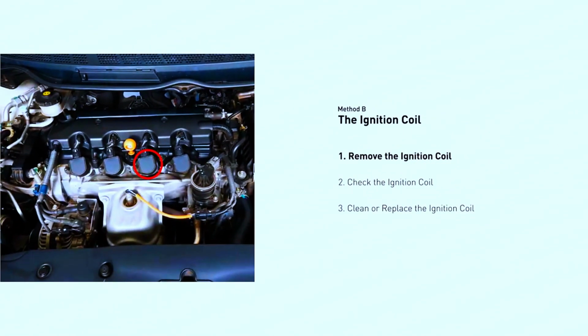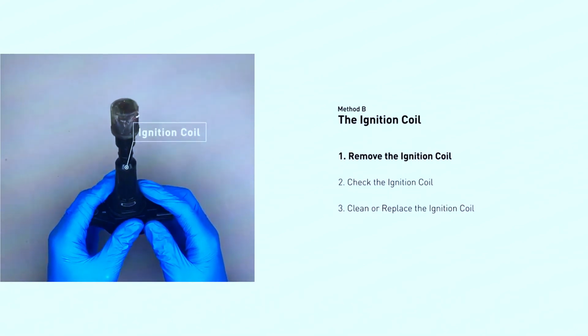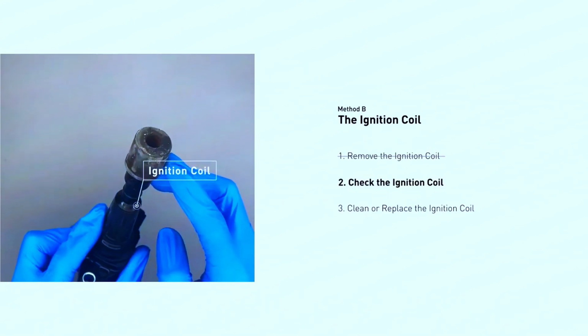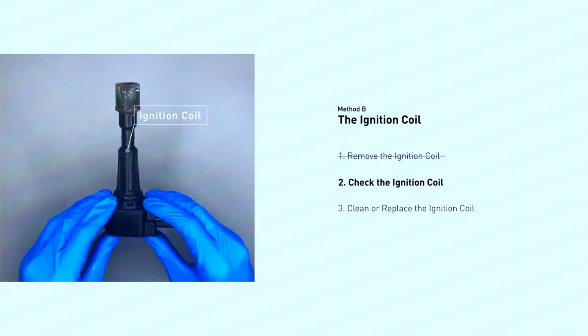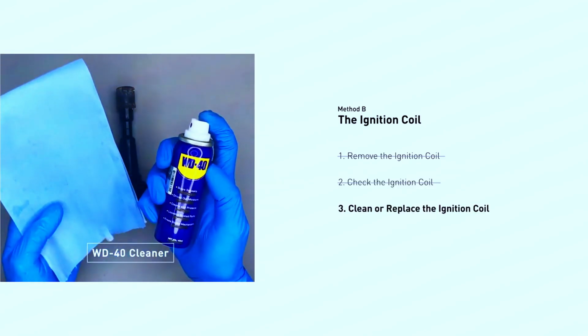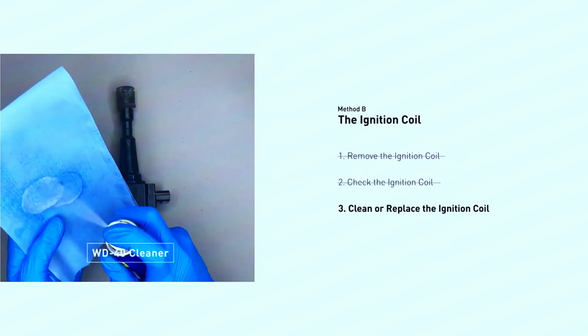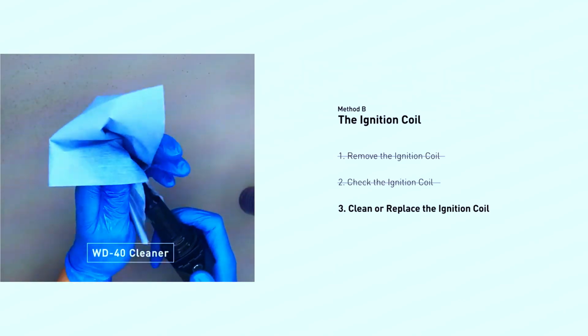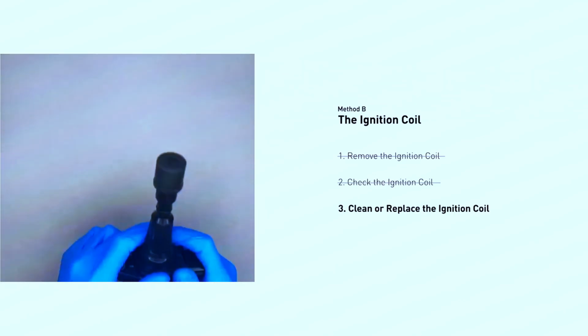Some coils are easy to swap between cylinders. If possible, switch the coil from cylinder 5 to another one. If the misfire code jumps to the new cylinder, the coil is likely bad. Warning: some coils require specialized tools to remove. If you're unsure, consult a mechanic. Clean or replace the faulty coil if needed.